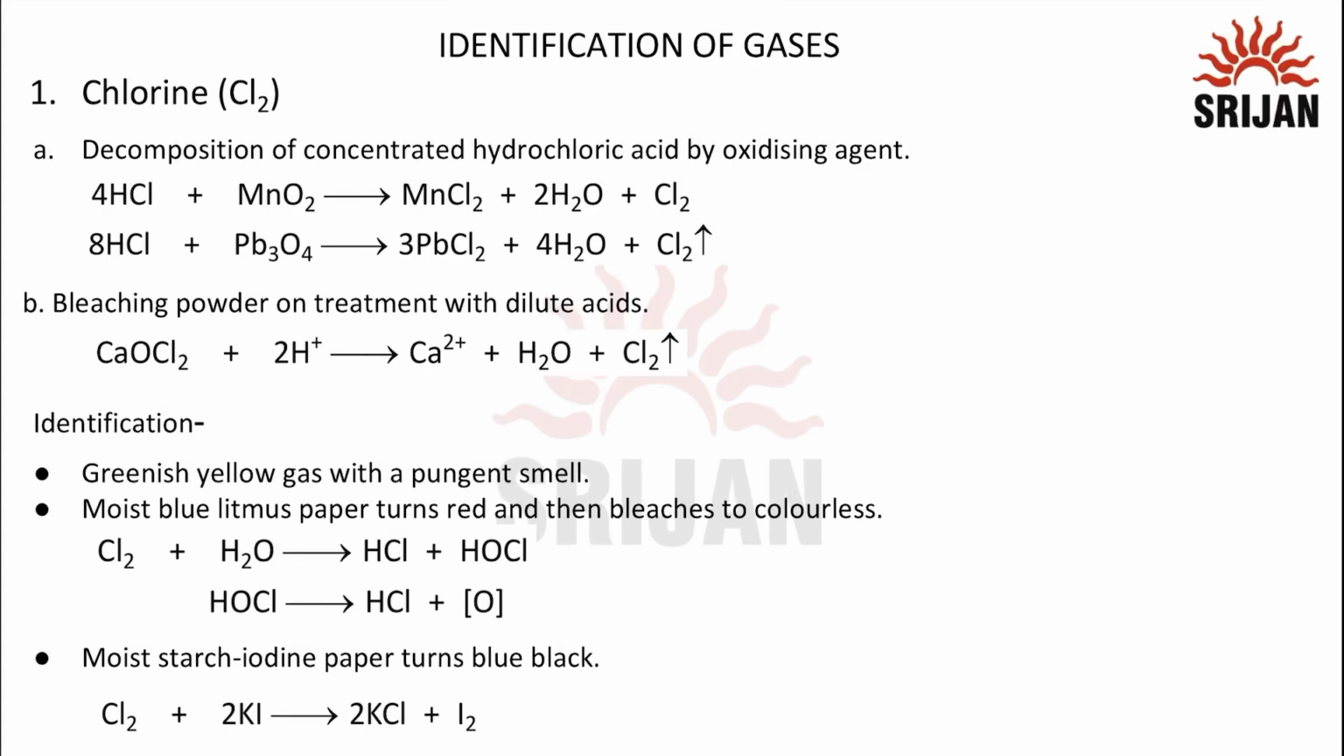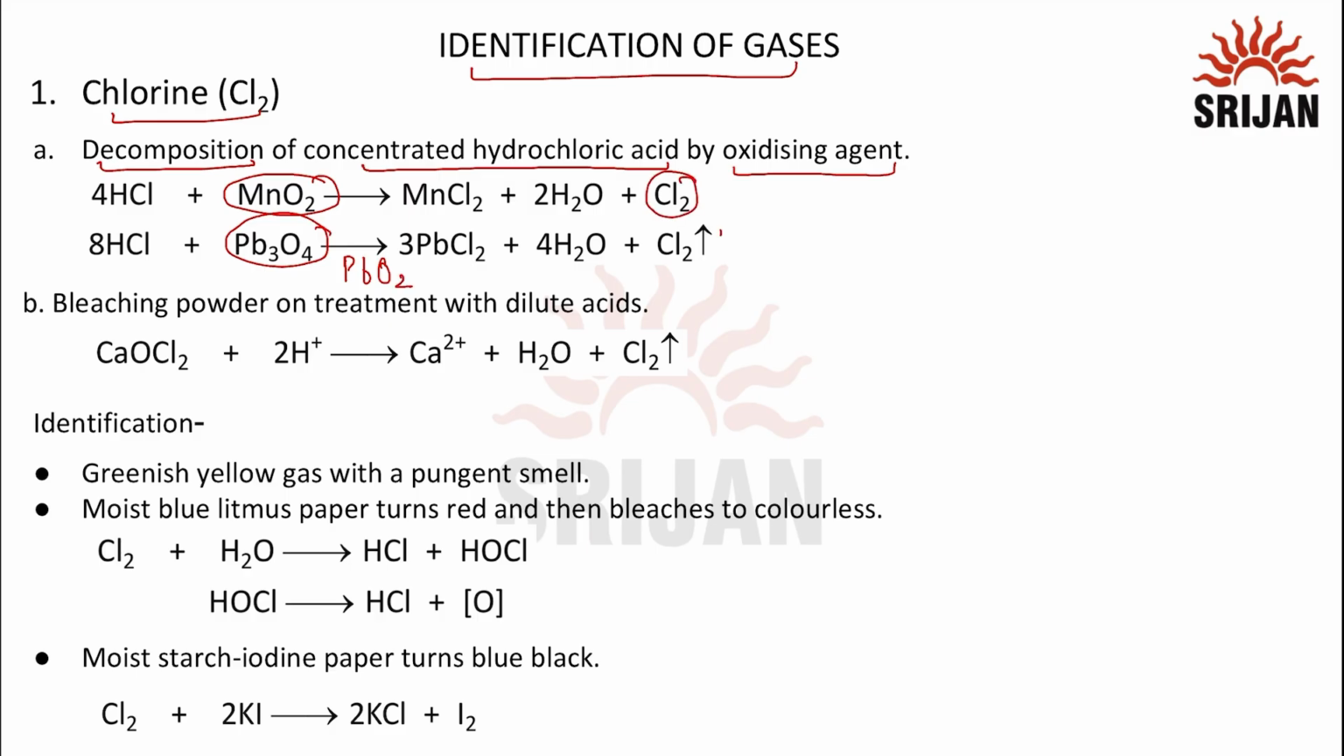In this video, we will learn about identification of gases. The first gas that we will study is chlorine, written as Cl2. Cl2 can be formed when concentrated hydrochloric acid undergoes decomposition in the presence of an oxidizing agent. You can take MnO2, Pb3O4 or PbO2 as an oxidizing agent and you will get Cl2 as a product.